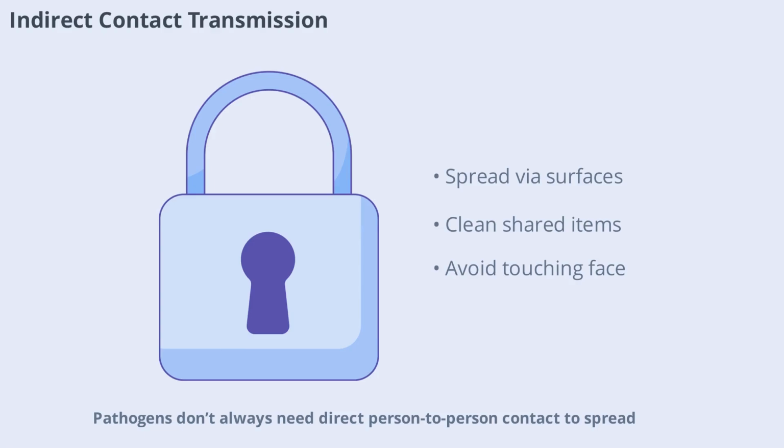Pathogens don't always need direct person-to-person contact to spread. Indirect contact transmission happens when pathogens are transferred via objects or surfaces known as fomites. Think about doorknobs, elevator buttons, or shared utensils. If an infected person touches a surface and then someone else touches the same spot and then their face, the pathogen can enter their body. This is why regular cleaning of frequently touched surfaces and not sharing personal items are important steps in preventing disease.